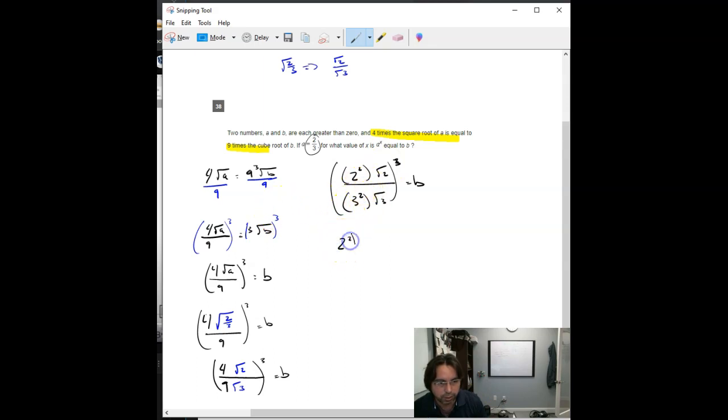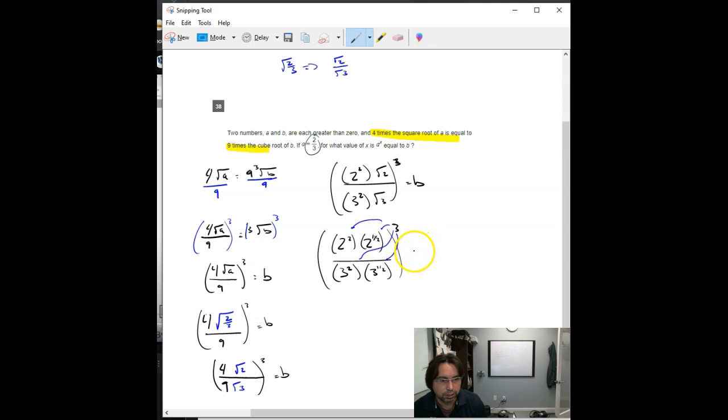So now I'm going to write these again. This is going to be 2 squared times 2 to the 1/2, right? So that's how I would write the square root of 2, over 3 squared times 3 to the 1/2, right? So now everything is in the same base, 2, 2, 3, 3, and we have to cube all these values.